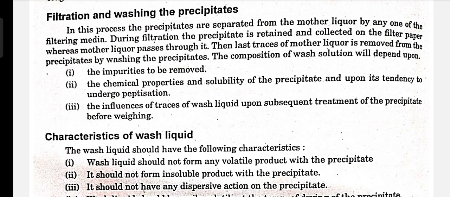The composition of the wash solution will depend upon, number 1, the impurities to be removed, number 2, the chemical properties and solubility of the precipitate, and its tendency to undergo peptization, number 3, the influence of traces of wash liquid upon subsequent treatment of the precipitate before weighing.